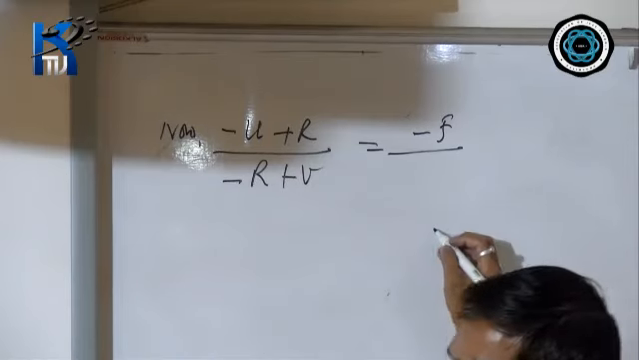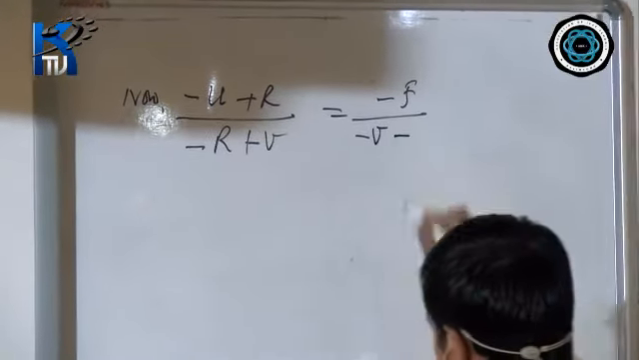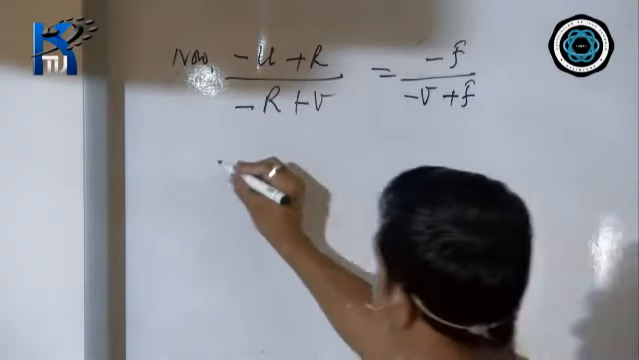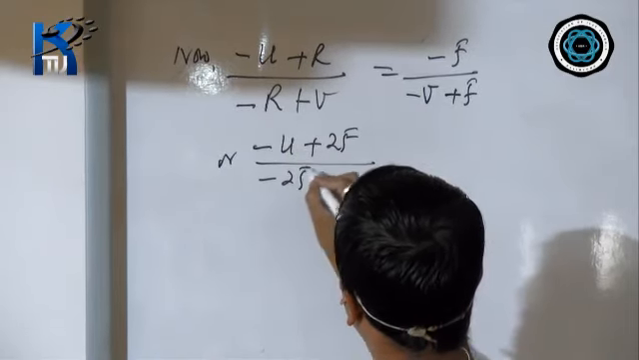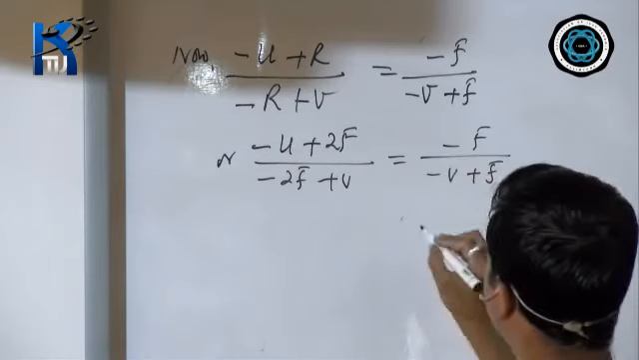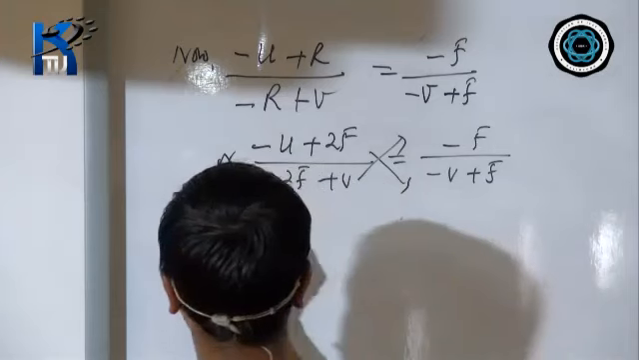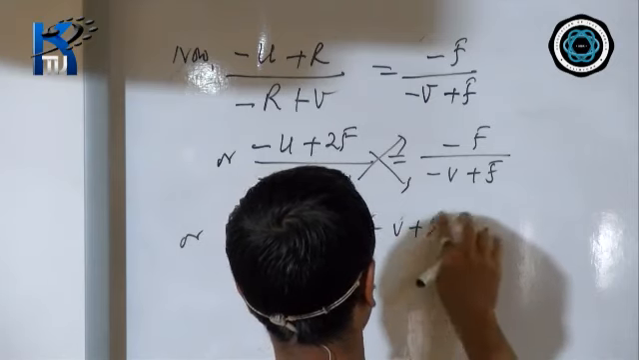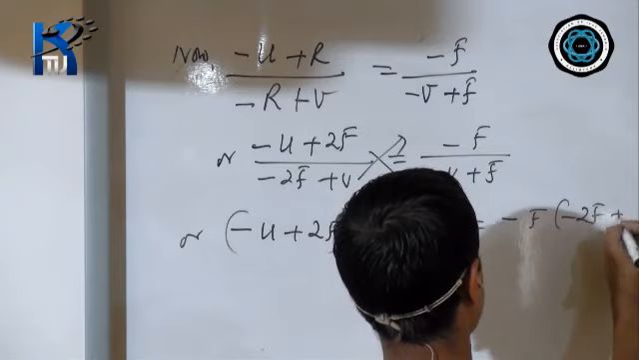PI means minus B. You can see minus B is PI. Minus PF means minus F, but minus minus what? Plus. Now I can replace again by the relation: minus U plus R, and R means 2F, plus B equals minus F by minus B plus F. Now this is a simple multiplication, the cross multiplication we do. Let me cross multiply. It can be written as minus U plus 2F bracket minus B plus F equals minus F bracket minus 2F plus B.